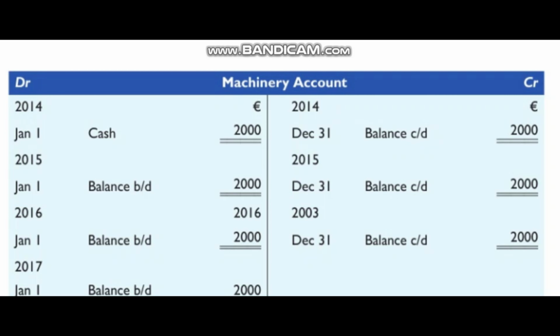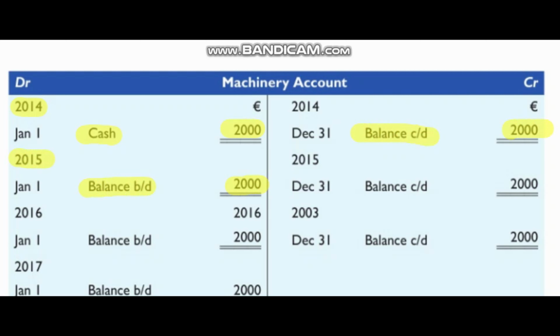Alright, now we are going to take a look at how you will record this depreciation or the value of the asset in the machinery account first. So this is your machinery account. On 2014 Jan 1st, if you can remember, we had purchased the asset for 2,000 euros. Then in 2014, we did not do anything else. So you have a balance carried down of 2,000 euros, which is later brought forward to 2015. Then you have a balance BD of 2,000 euros.